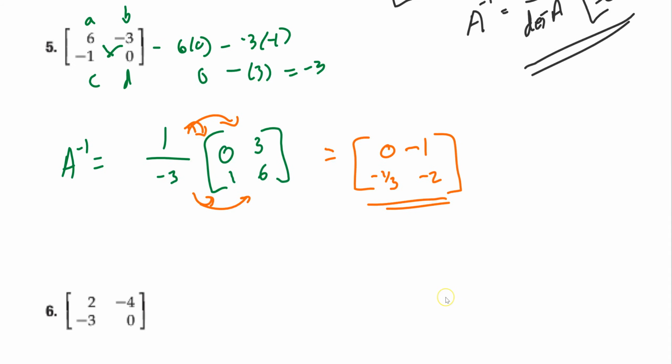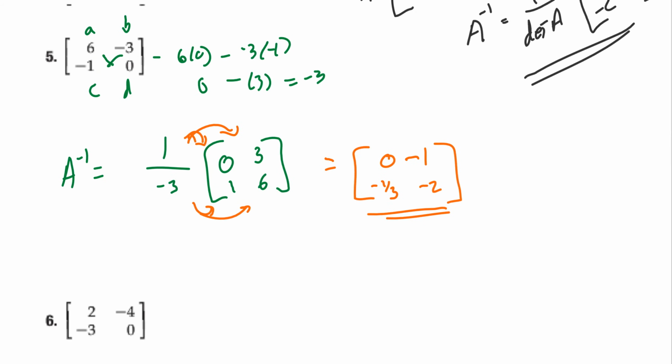Now let's check and see if it actually works, right? If they're inverses of each other, when I multiply them, I should get the identity, 1, 0, 0, 1. So I'm going to do a quick check, just to prove to you that they are.